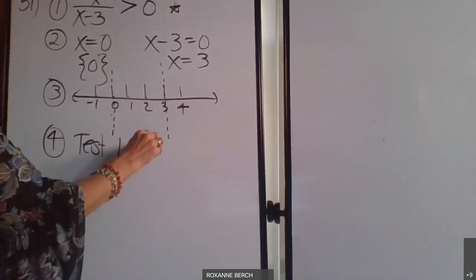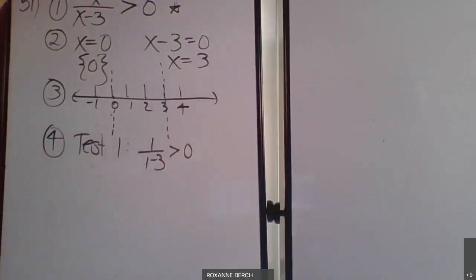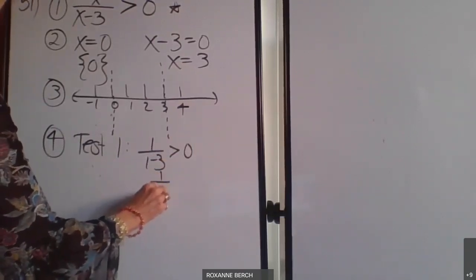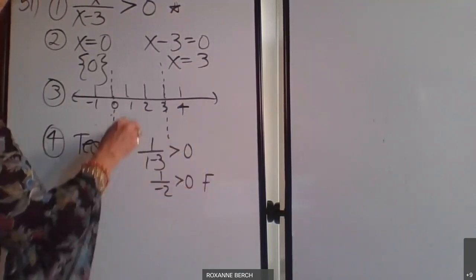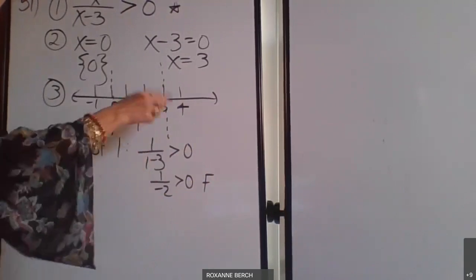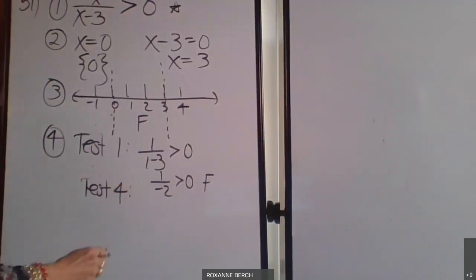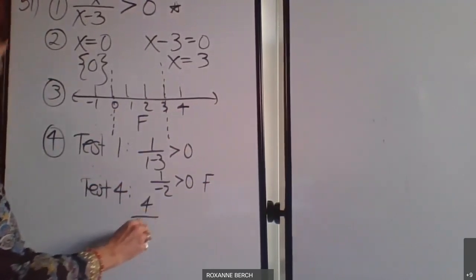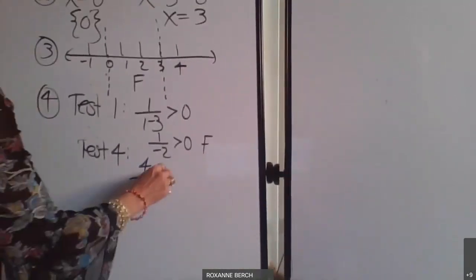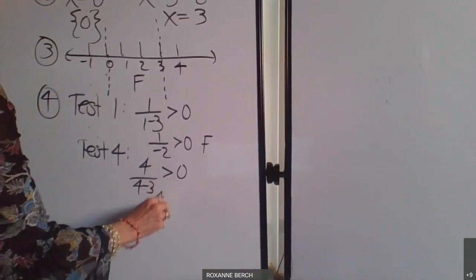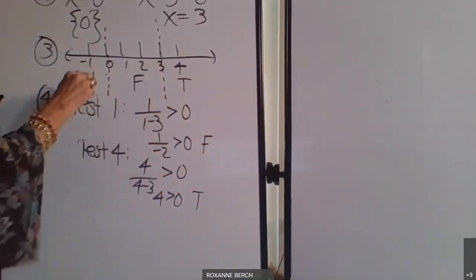So I have, is 1 over 1 minus 3 greater than 0? This is 1 over a negative 2. So a negative is not greater than 0, so that's false. Now I'm going to test 4. So this would be 4 over 4 minus 3. Is that greater than 0? Is 4 over 1 greater than 0? That's true. So I'm going to assume that's true.